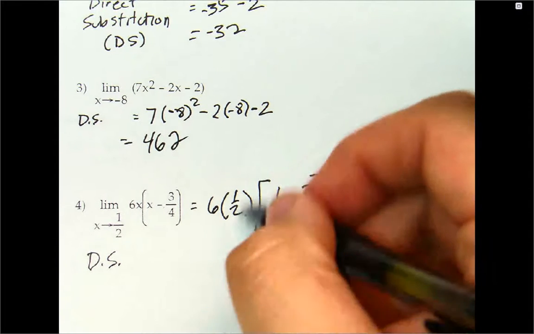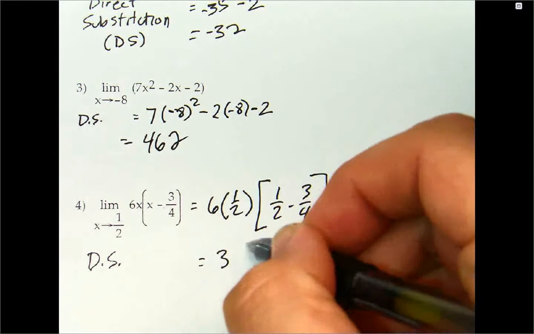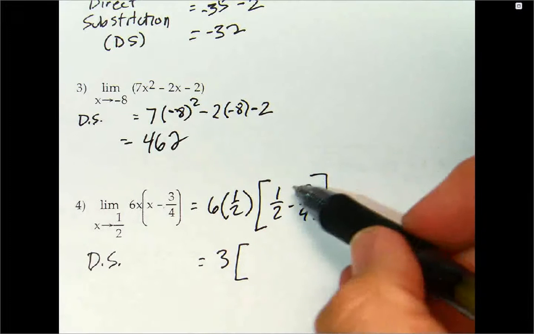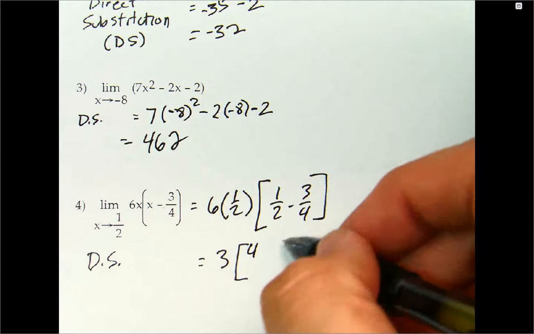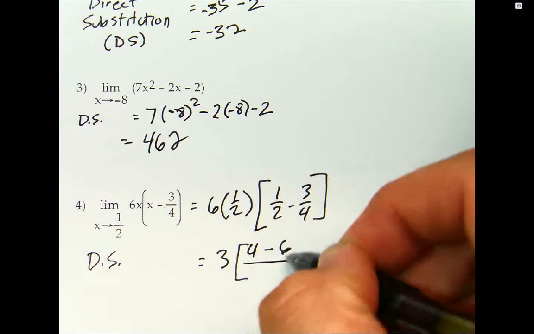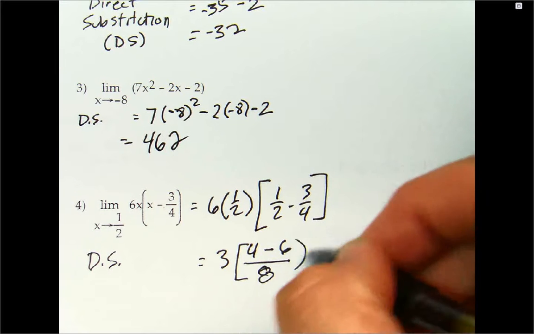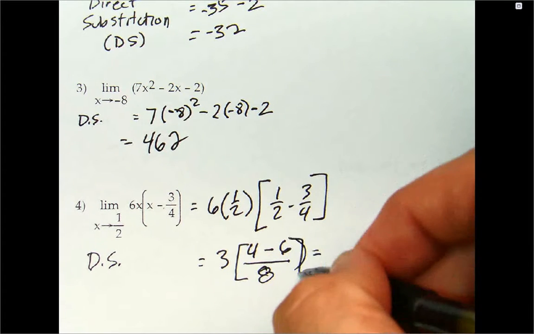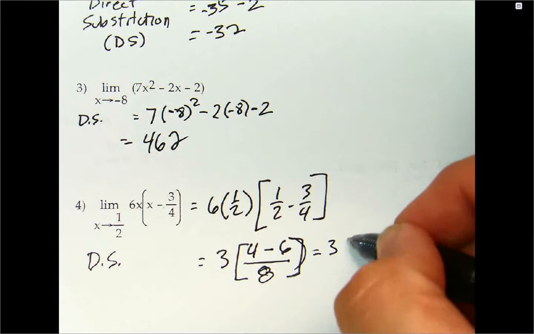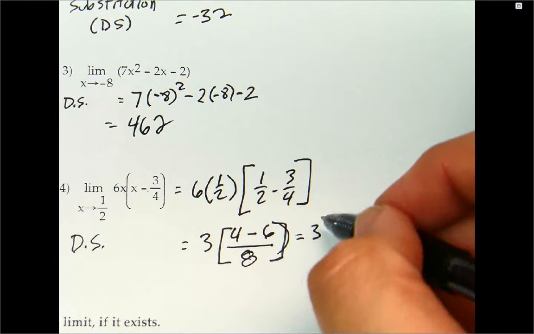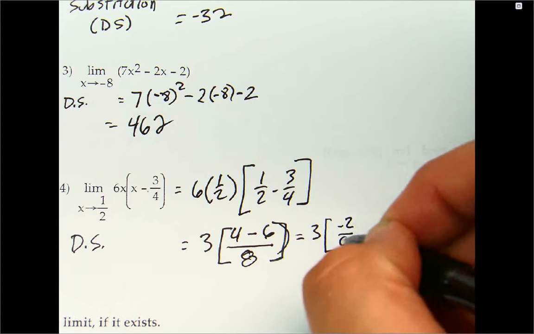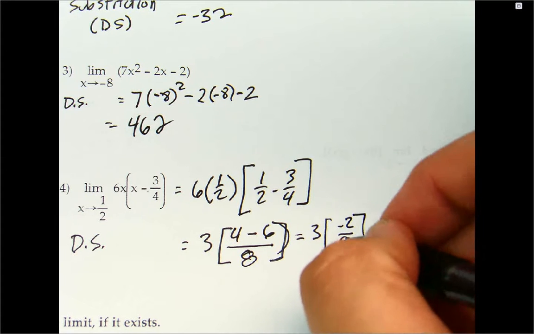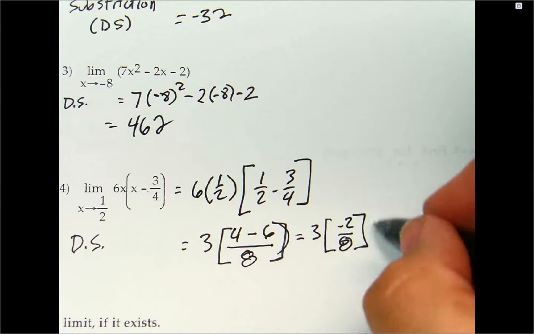So this is going to be equal to 3 times, add these up really quick, 1 times 4 is 4, 2 times 3 is 6, so it's 4 minus 6 over 8, which would be 3 times quantity negative 2 over 8, so that would be negative 1/4, so this is negative 3/4.